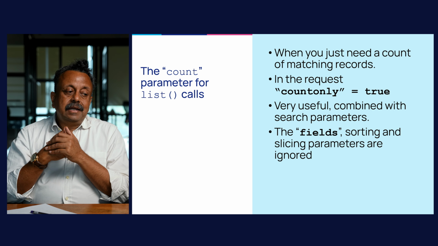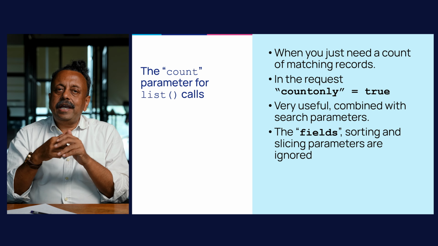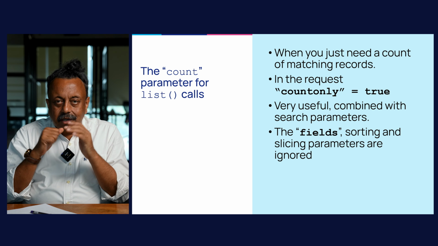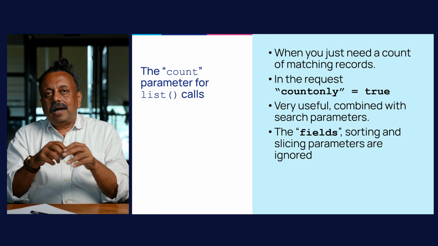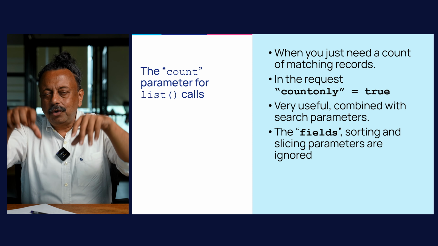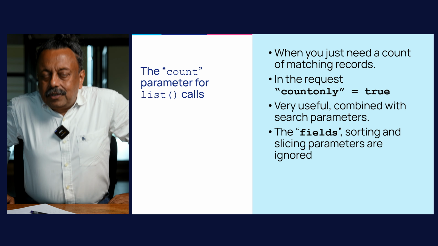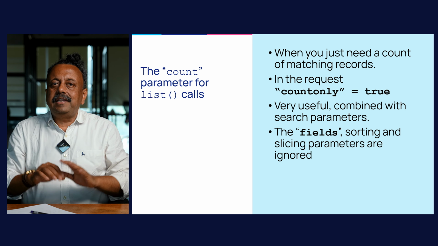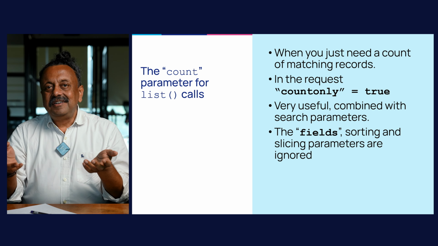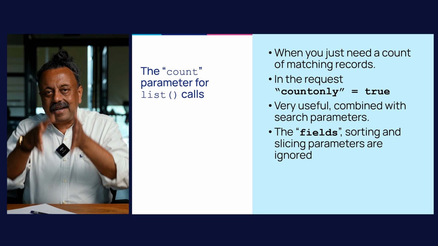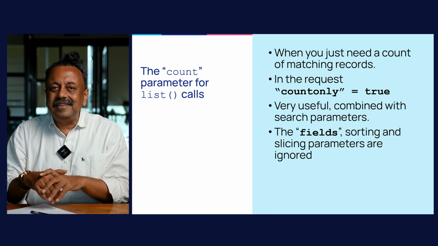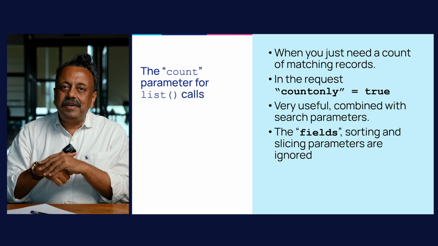The next angle is the count parameter for list calls. We have begun to experience certain situations where the count parameter is very useful. What does a count parameter do? Sometimes I want to simply apply certain filters to a large set of records, and I simply want to know how many records match my filter criteria. So I don't want the records, not even horizontally or vertically sliced, a subset of the fields of the record. I don't want the records at all. I just want to know how many records are there in the database. So the count parameter becomes very useful for this.